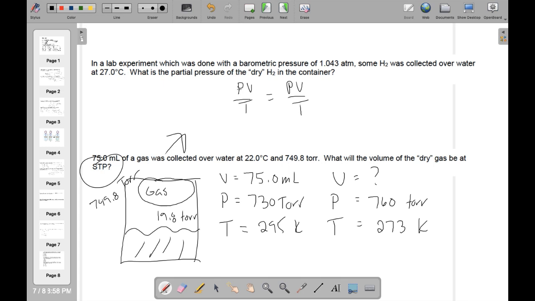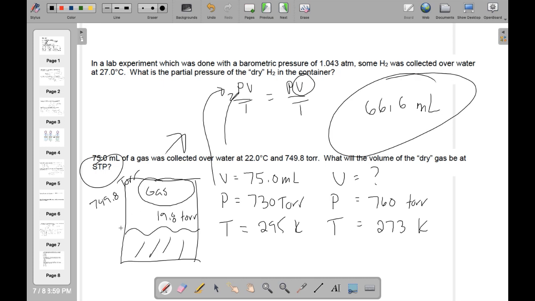So now I have to plug in 730 torr for the pressure, plug in my volume, plug in my temperature, rearrange the equation, and do the math to get this new volume. And if I do all of that, I'm going to get around 66.6. Yes, it's a strange number to get out of this because it's a difficult question. Milliliters. That is a difficult problem.